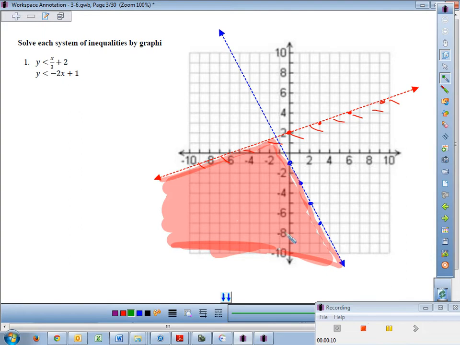Would the point 0, 0 satisfy either of those inequalities? It satisfies the red one, correct, but does it also satisfy the blue one? 0, 0, let me do a green dot. Here's 0, 0. Does it satisfy the system, yes or no? No, because it's not in the highlighted region right here. 0, 0 will satisfy the red one, which was this first one, but not the second one, so it does not satisfy the system. Yes?